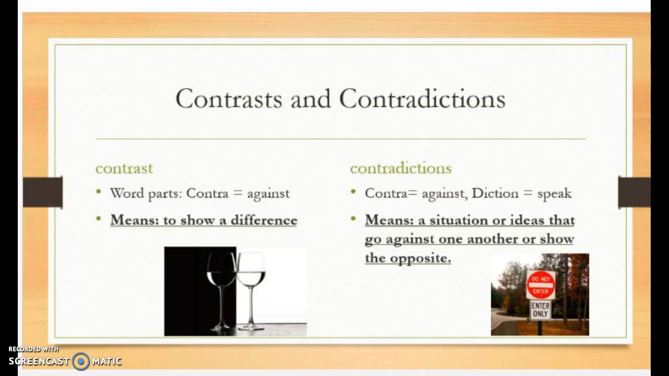Contradictions are situations or ideas that go against one another and show the opposite. So you can see there's a little picture. On the top, there's a sign that says do not enter. And then underneath it says enter only. Those are direct opposites. That's a contradiction. We need to stop there and figure out, am I supposed to enter or should I not enter? What's going on here?